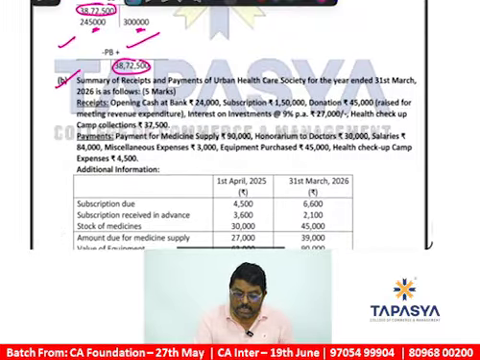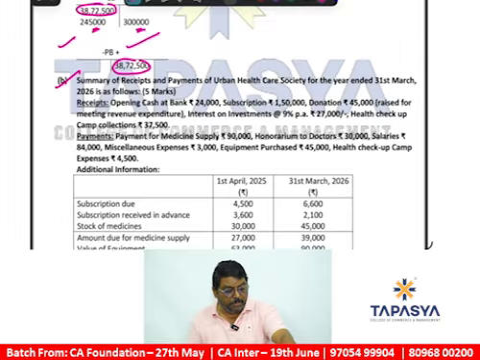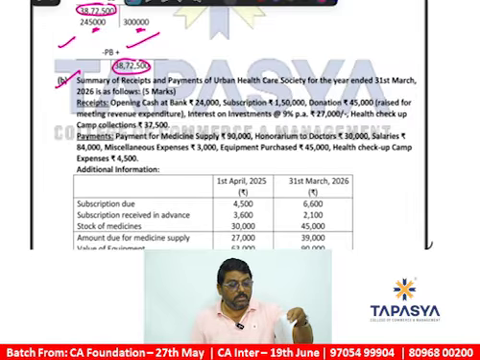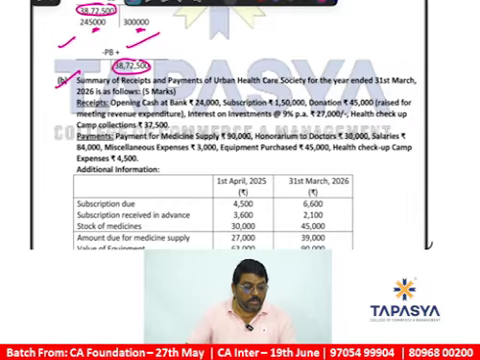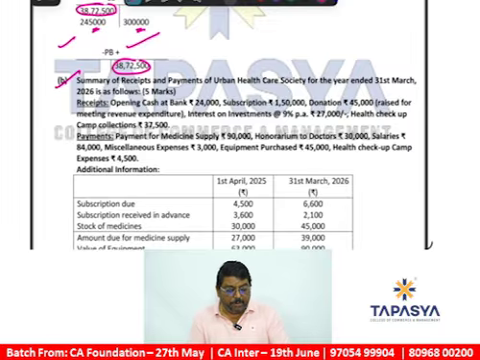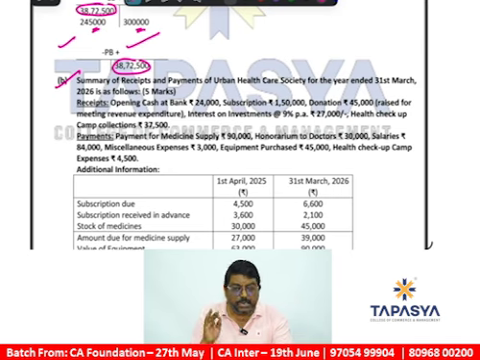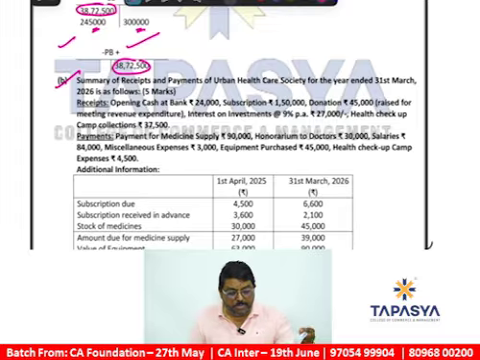Next, go to another one, and this is B bit. Okay, look at here. What is this one? Second one, B, summary of receipt and payment of urban healthcare. Here you are going to work out from the receipt and payment account you are given, and some additional particulars are given. Only income and expenditure you have to prepare. Only income and expenditure, right? Very, very simple to work out.